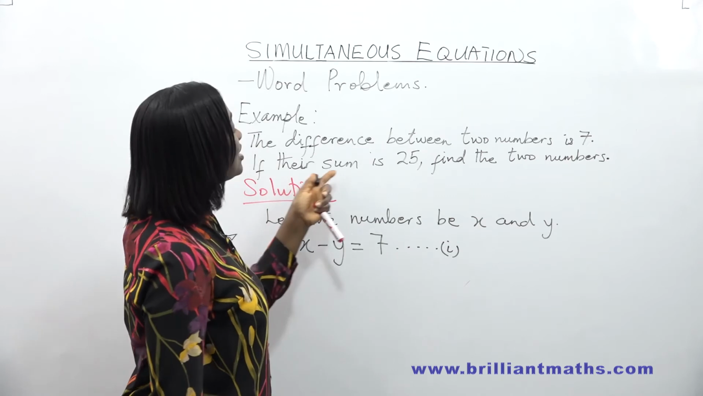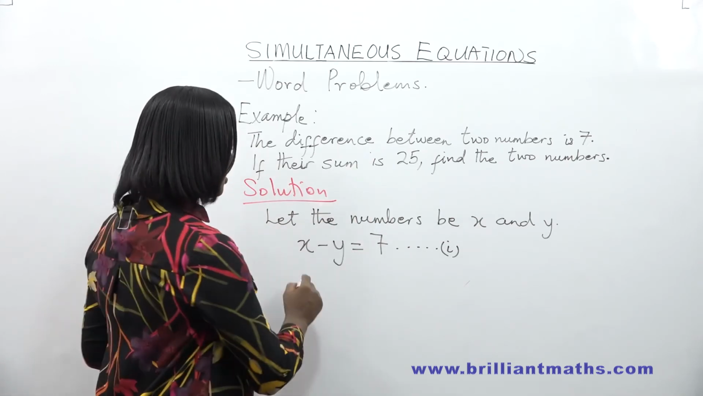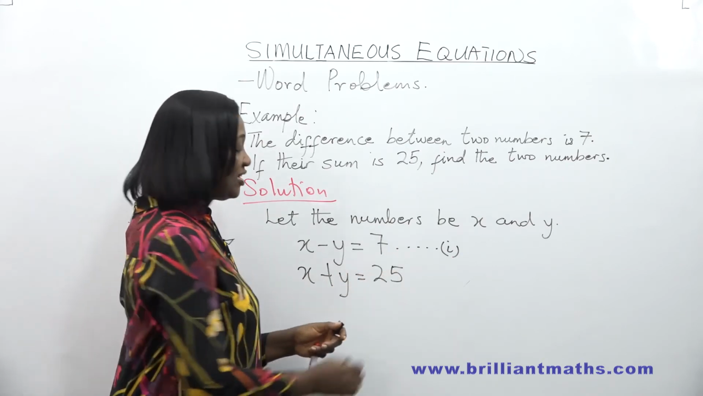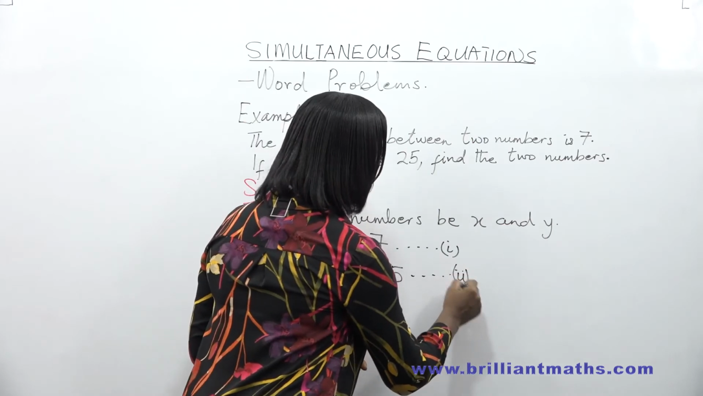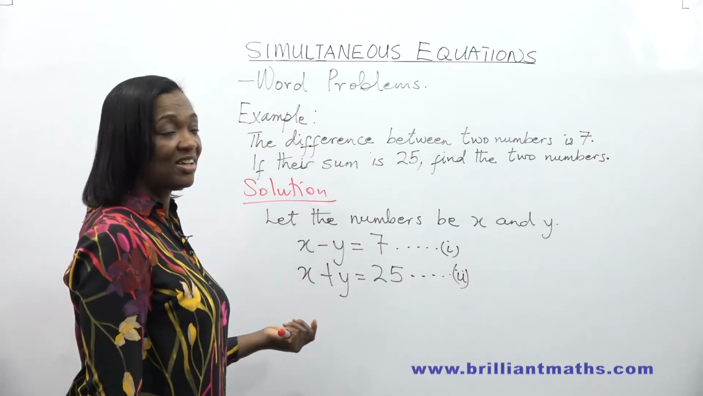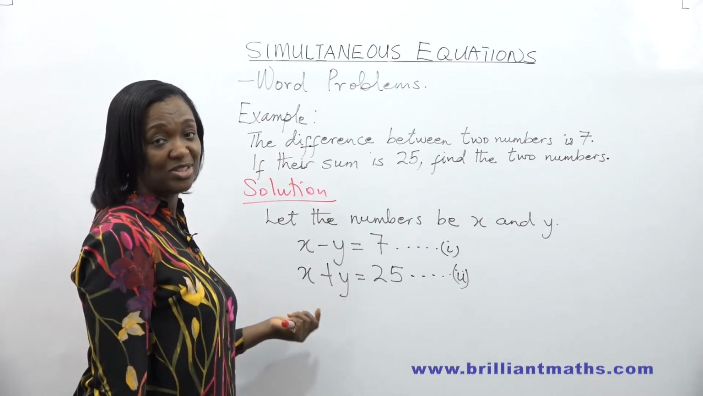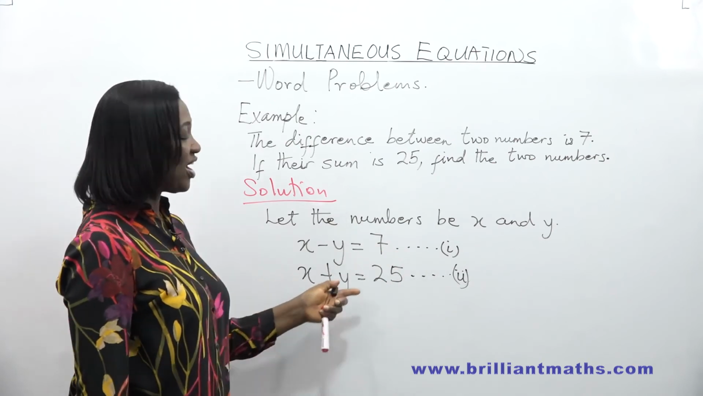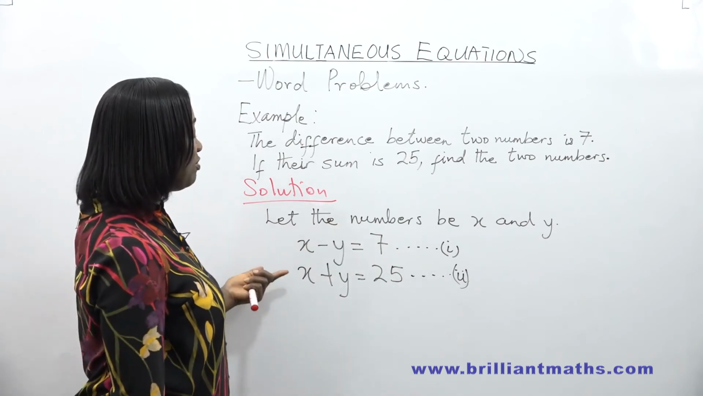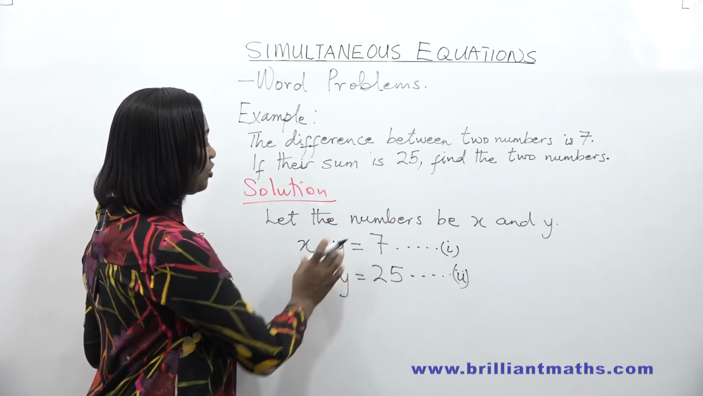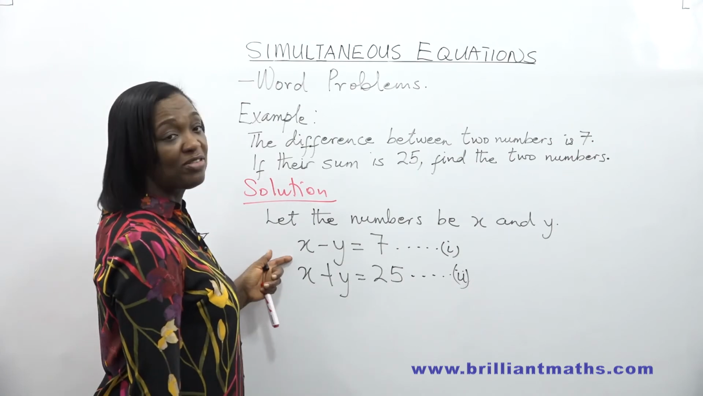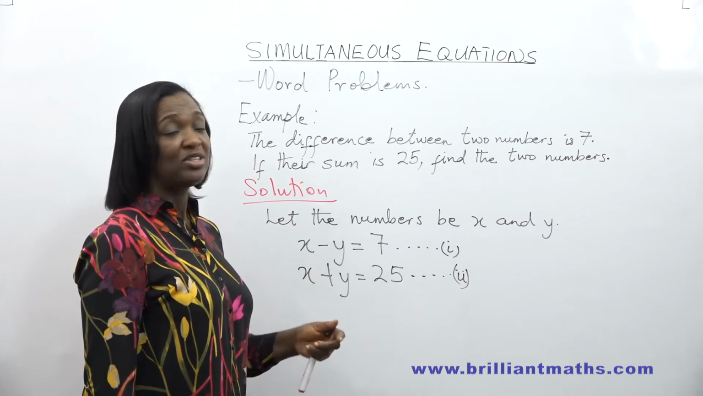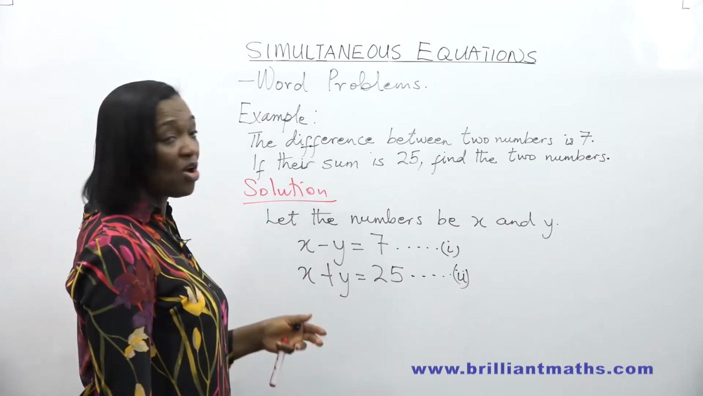Secondly, if their sum is 25, that means x plus y is equal to 25. That's the second equation. Do you see how easy it is to solve? x minus y is 7, and x plus y is 25. I'm going to use the elimination method to solve this. So that's equation 1 and equation 2. The coefficient of x in both equations is 1, and the coefficient of y in both is also 1. So I can choose to eliminate x or y.